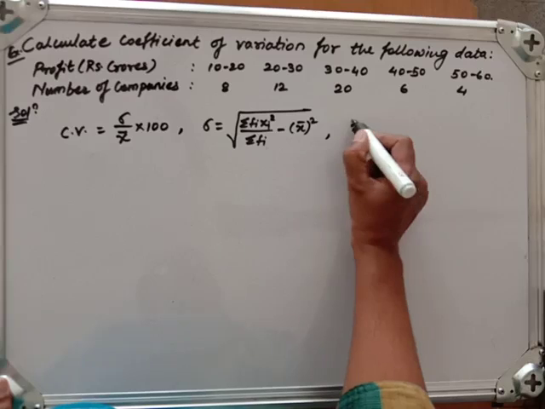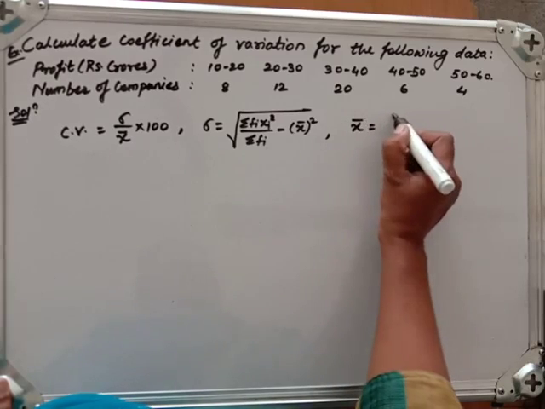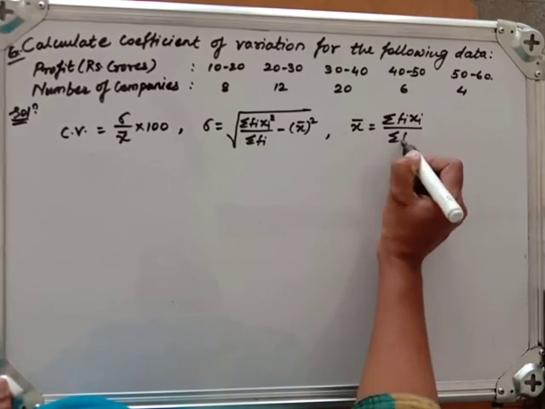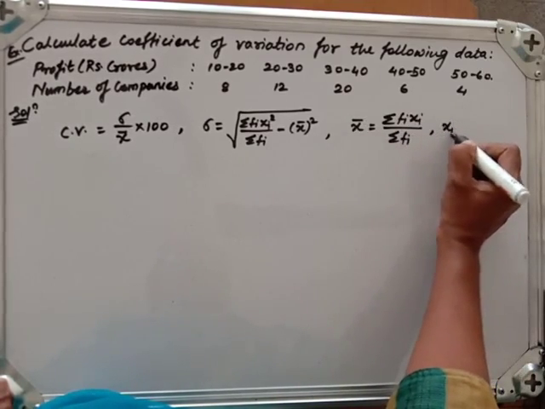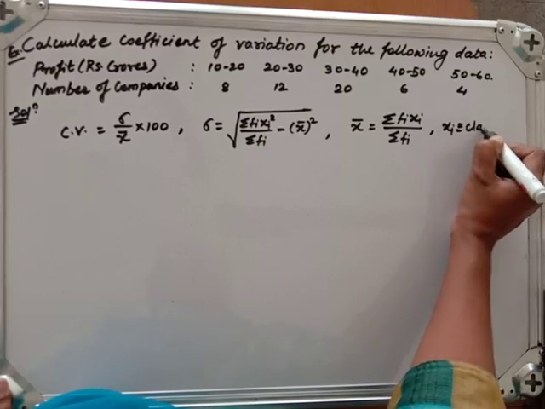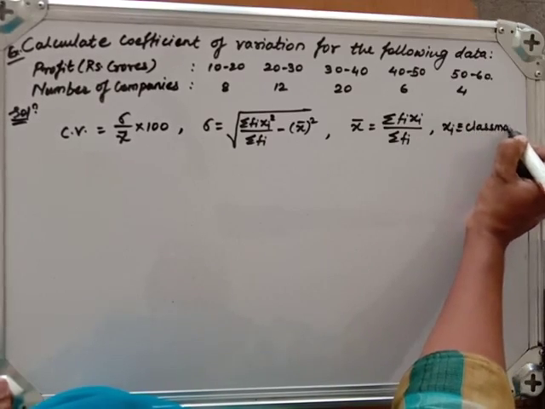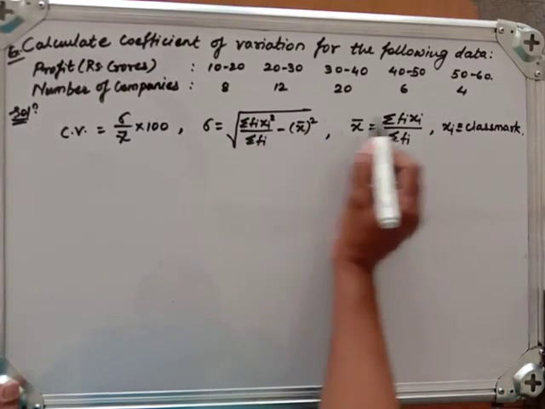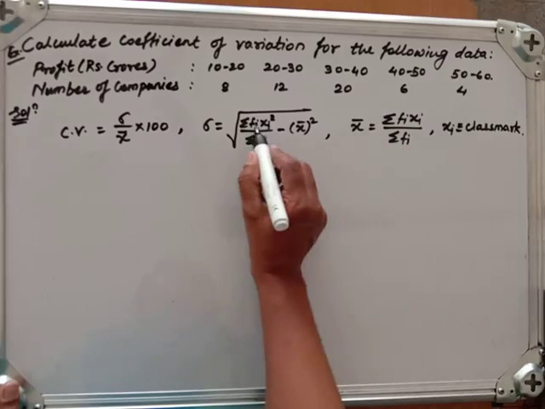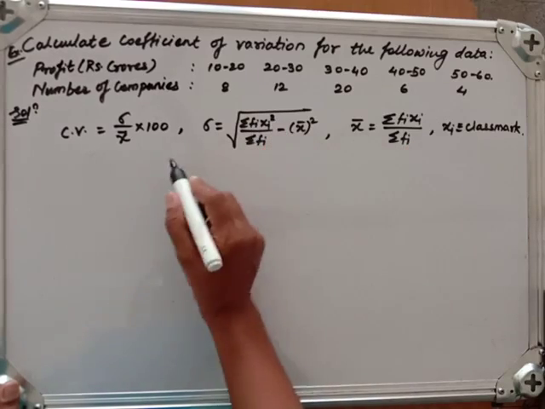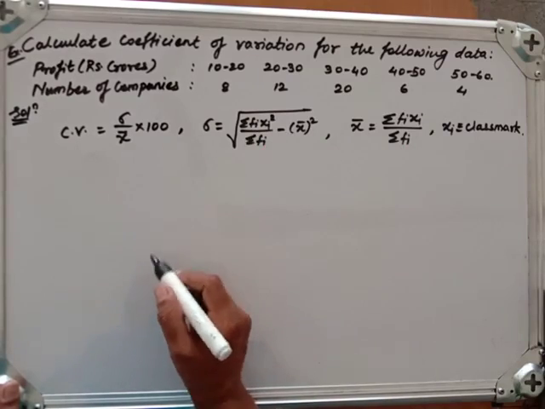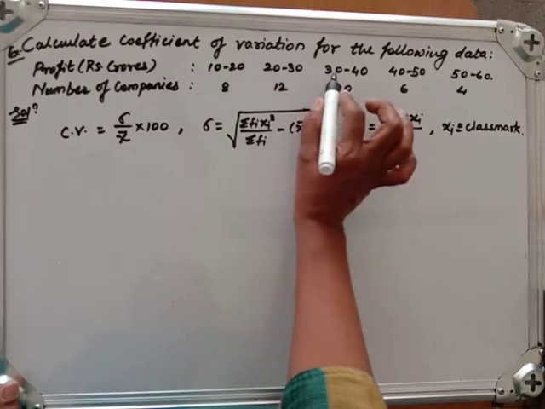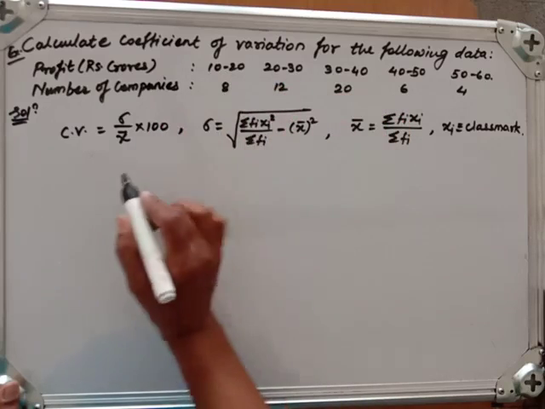And what is the result for x bar? X bar is summation Fi xi upon summation Fi, where xi is nothing but the class mark, or the midpoint of each class. So now we need these terms, summation Fi xi and summation Fi xi square. So let us form a table for that. We have class intervals, so we can determine xi's from them, and we have Fi's here.